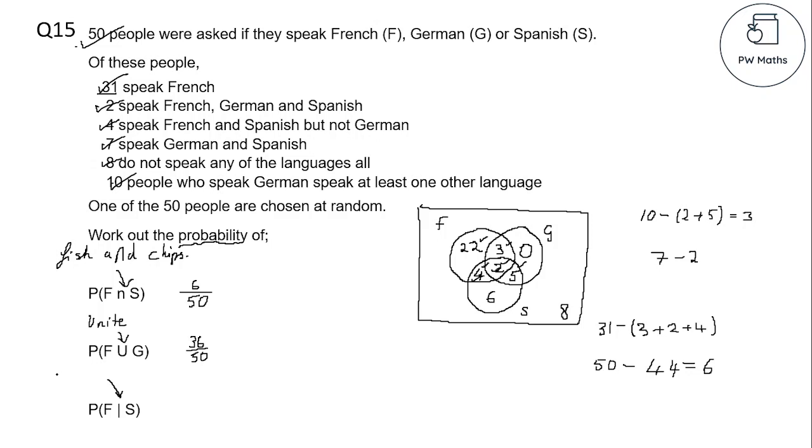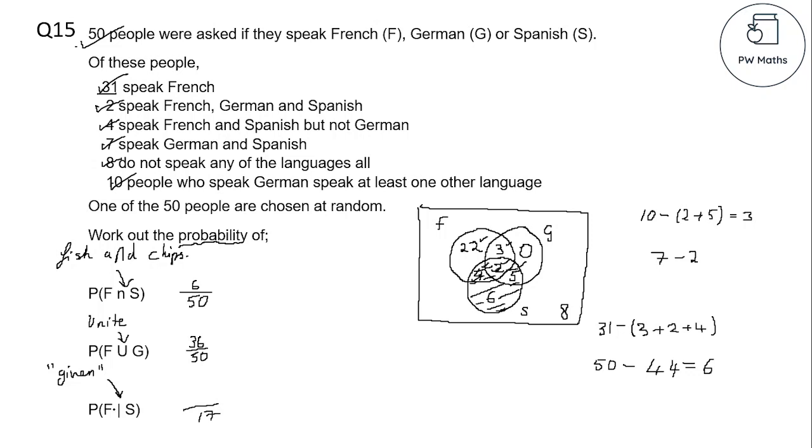Last one, the most fiddly question. What's the probability they speak French given Spanish? The weird line means given that they speak Spanish. So I know I am in this circle here. I'll shade it in. Now in this circle we've got the 4, the 2, the 5 and the 6 people. 4 add 2, add the 5, add the 6 comes to 17. So we know the 17 people in that circle who speak Spanish.